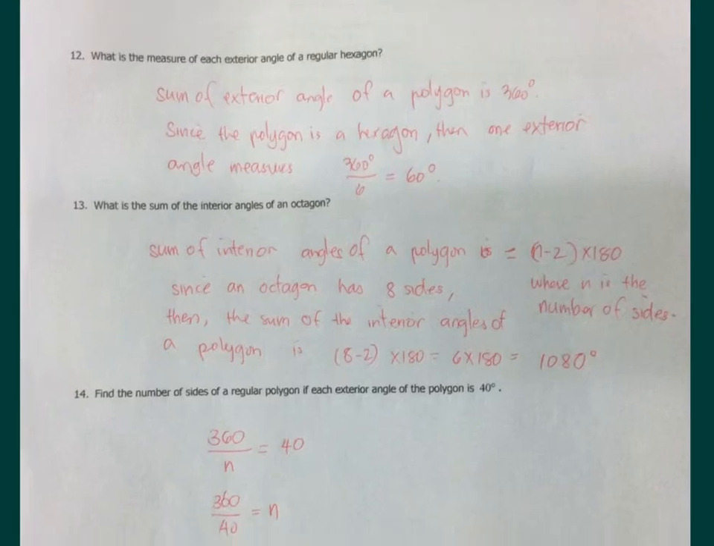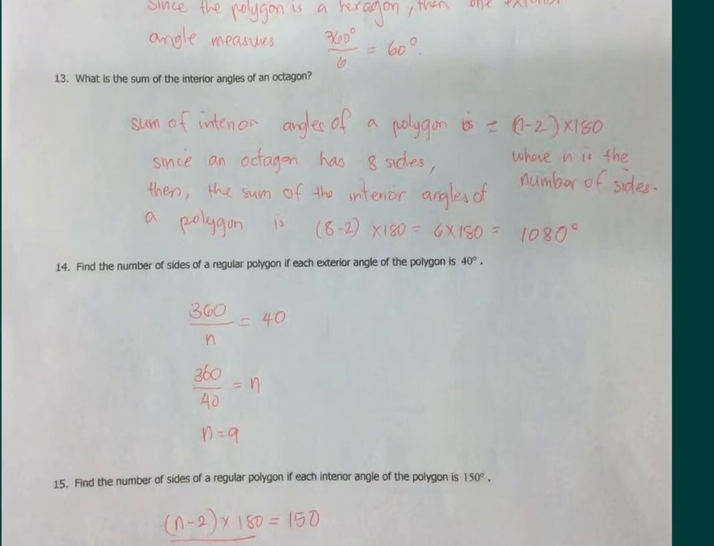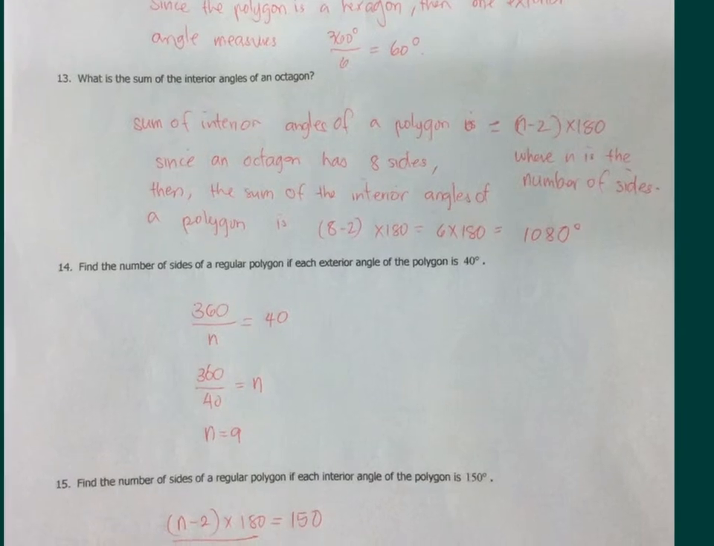Okay. Number 13. What is the sum of the interior angles of an octagon? So an octagon has 8 sides. We simply follow the formula for getting the sum of the interior angles, and that is basically n minus 2 times 180. So this is an octagon, so the n, which is the number of sides, is 8. So following the formula, you have 8 minus 2 times 180. As you can see here, you get 6 times 180, and that should give you 1080 degrees.